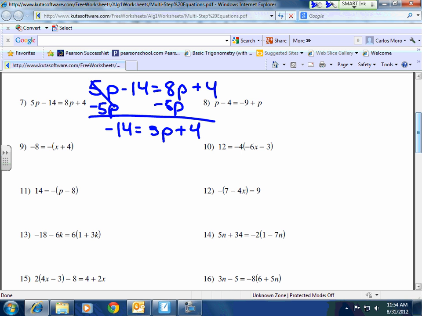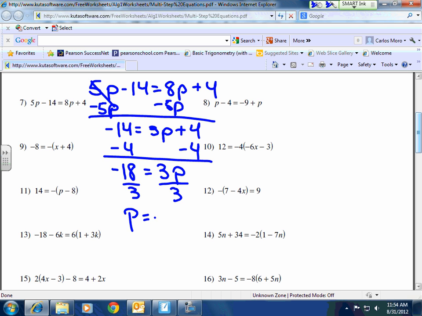Now I have a two-step equation. I'm going to undo addition and subtraction first, so I'm going to subtract 4 to get rid of the positive 4 that is being added to the 3p. It's going to give me negative 18 equals 3p. The relationship between 3 and p is multiplication. I cancel out multiplication with division. P equals negative 6.